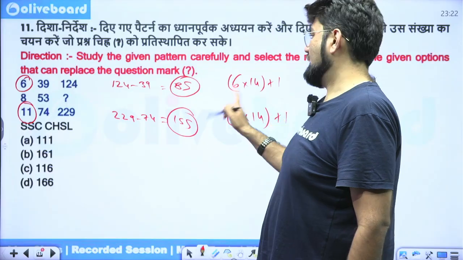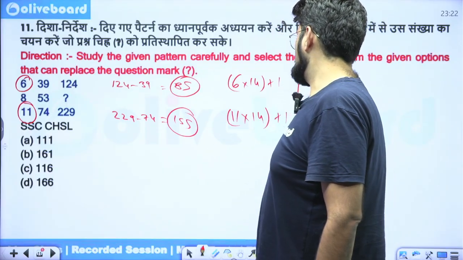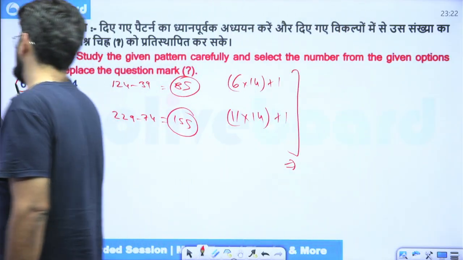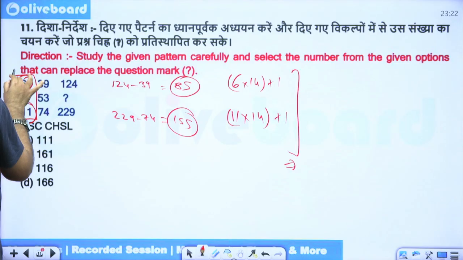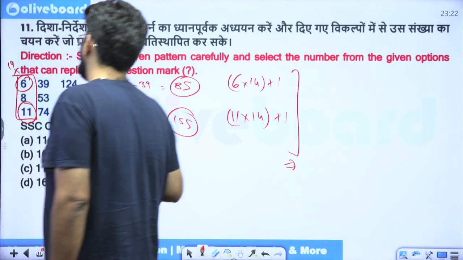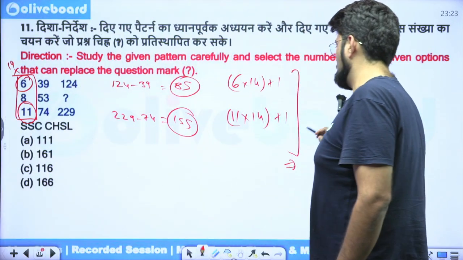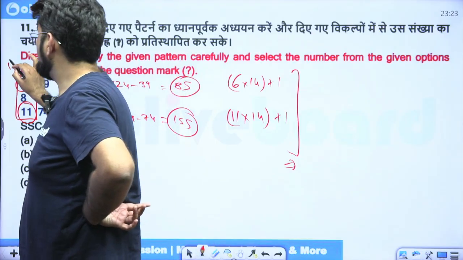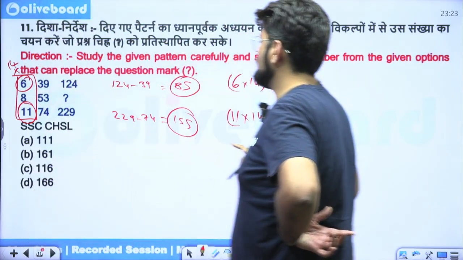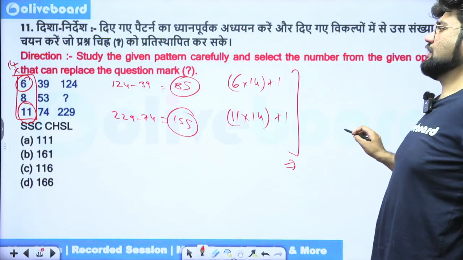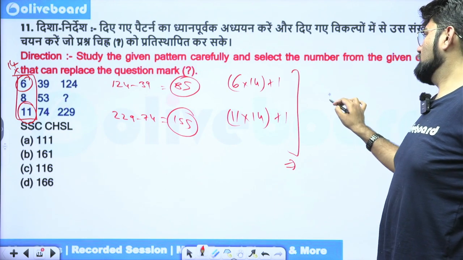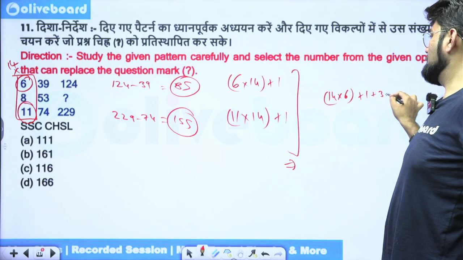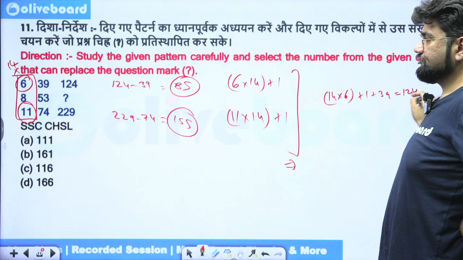That means what we are doing in the end is multiplying the first column by 14. Of course, that's a difficult thing to find out. So 6 into 14 is 84 plus 1, 85 plus 39 is 124. That's what we are doing. So 14 into 6 plus 1 plus 39 is 124.